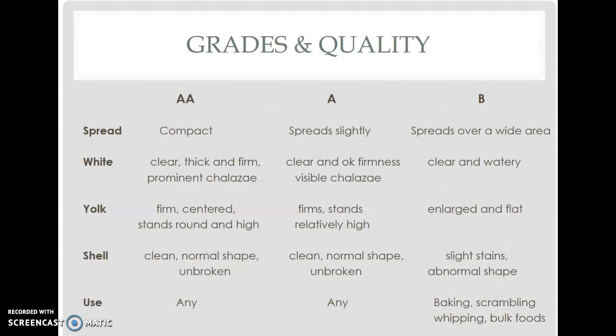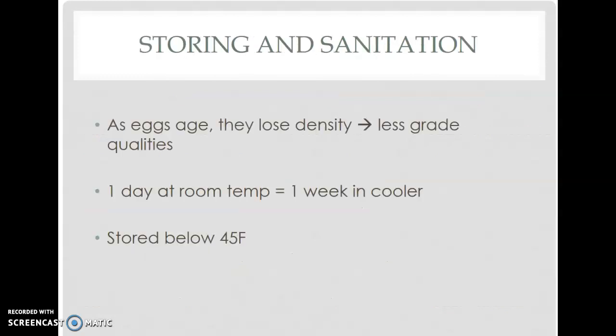With the grade B eggs, it could just be in a normal shape, or it's slightly discolored, or there's stains on it. Again, there's other things that you could do with them, definitely. They wouldn't be discarded. In regards to storing and sanitation, again, as eggs age, they start to lose their density. So they're definitely one less grade again over a period of time. So I mentioned before 1 day at room temperature, or again a week in refrigeration. They can be delivered at about 45 degrees, and then they need to be stored generally in your cooler, which is under 40 degrees, even though noted 45.